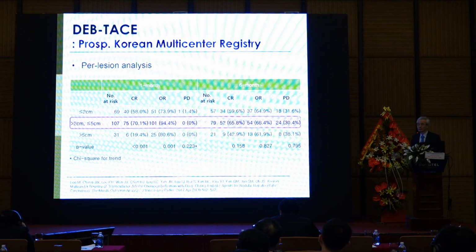This is the outcome of the Korean multicenter registry in a single-arm trial. Here you can see the best outcome was achieved in tumors between 2 to 5 cm in size. If you look at tumors smaller than 2 cm, the response rate is worse than in tumors between 2 to 5 cm. Basically, the response should be better in smaller tumors. It means that DEB-TACE does not work well in small HCCs.